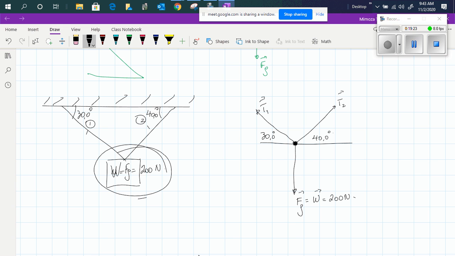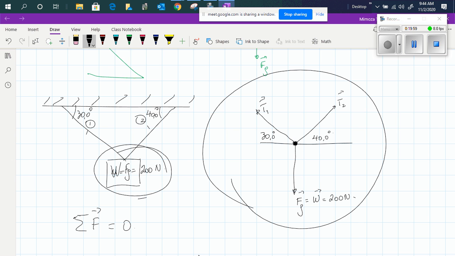Now, since in this case the object is in equilibrium, first of all, there is no normal force here because the object is not on a surface, and there is no force of friction because the object is not moving. So the object is in equilibrium. Being in equilibrium means that the sum of all the forces that the object is experiencing is equal to 0. This is what we will use to solve for T1 and T2 here.